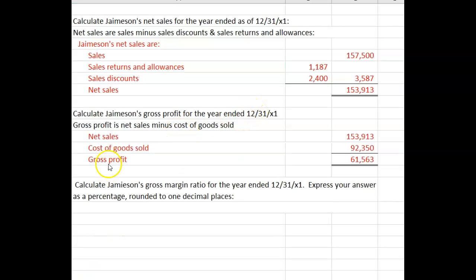And the gross profit is $61,563, calculated as net sales $153,913 minus cost of goods sold of $92,350.